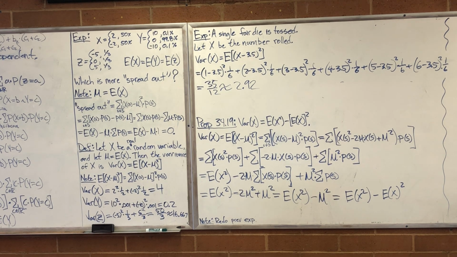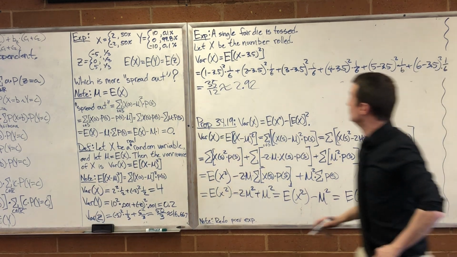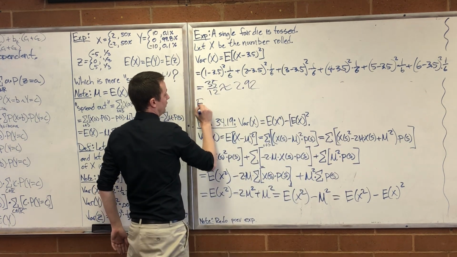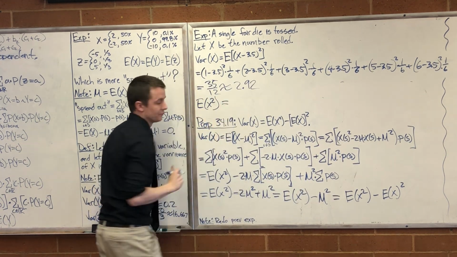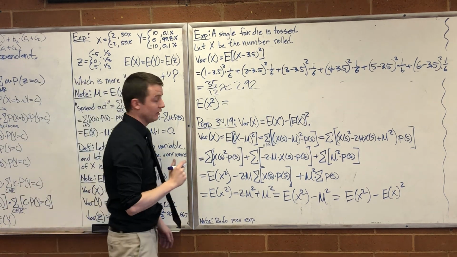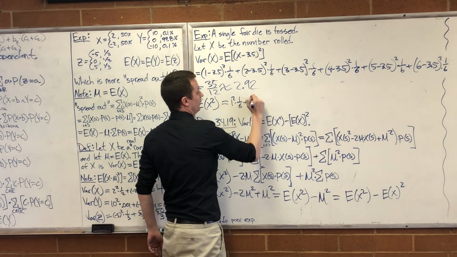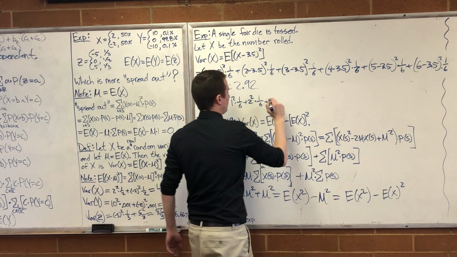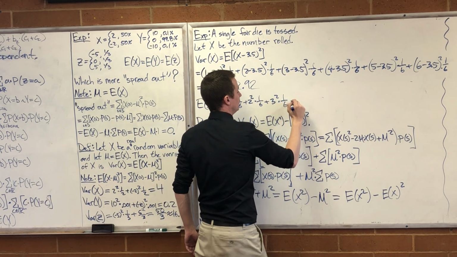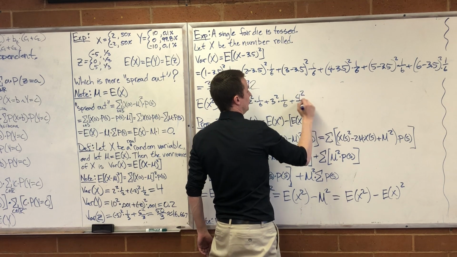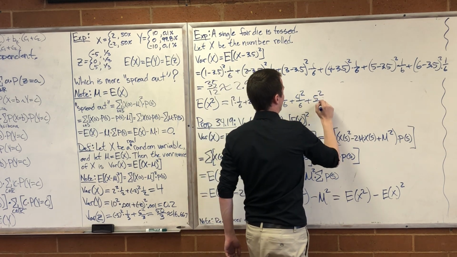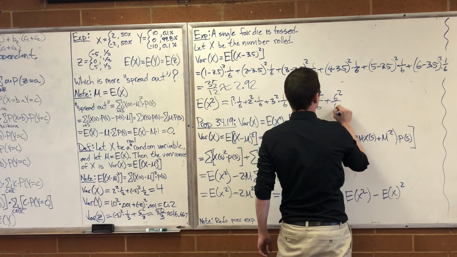So are we going to do an example with this stuff? Yeah, so now we're going to redo calculating the variance up here. Think about it this way. We just need to find the expected value of x squared. The expected value of x squared is 1 squared times 1/6 plus 2 squared times 1/6 plus 3 squared times 1/6 plus 4 squared times 1/6 plus 5 squared times 1/6 plus 6 squared times 1/6.